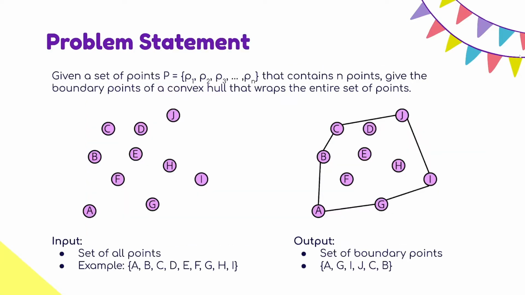After that, we have the problem statement. Given a set of points, P1, P2, P3, all the way to Pn, we have to give the boundary points of a convex hull that wraps around the entire set of points. The input would be the set of points, displayed in the image on the left, and the output would be the set of boundary points, in the image to the right.